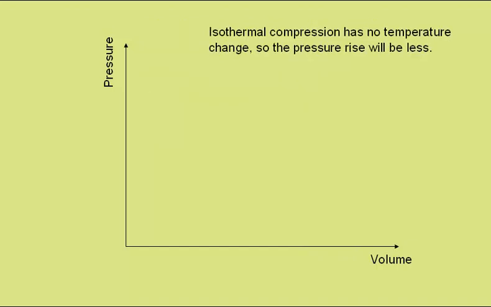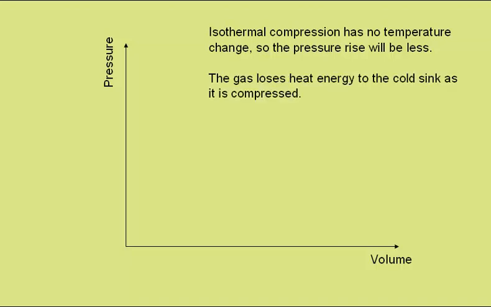Now, isothermal compression. Here we have no temperature change, so the pressure rise will be less. The gas loses heat energy to the cold sink as it is compressed, giving a line something like this. A large drop in volume gives a relatively small pressure rise due to this loss of heat energy to the cold sink.